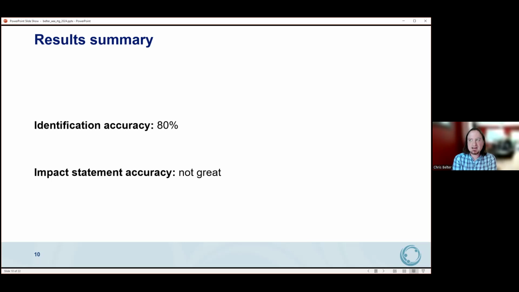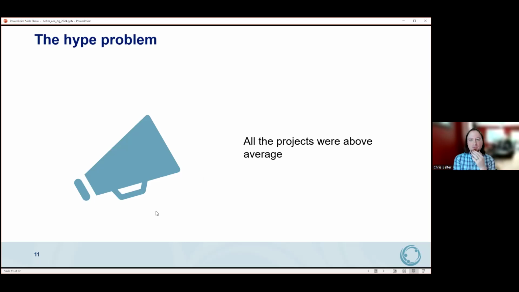And what I mean by that is that there were certain sets of problems that emerged from these impact statements. And then I'll walk through thematic areas of why it fell down and what happened along the way. So the first problem that we ran into was what I characterize as being the hype problem.